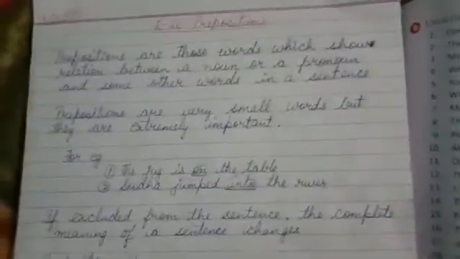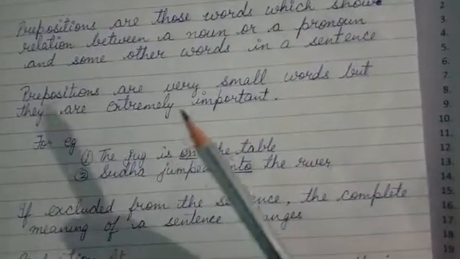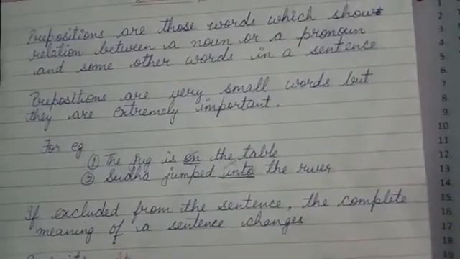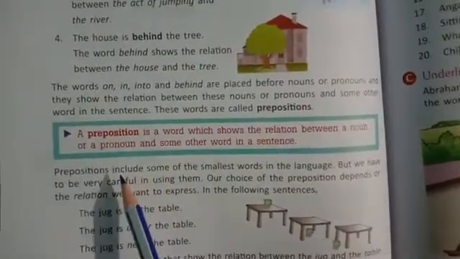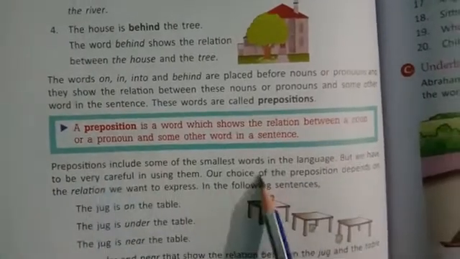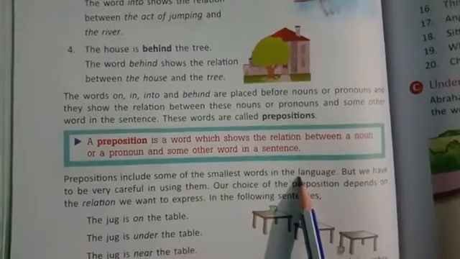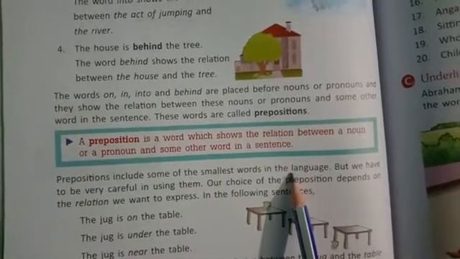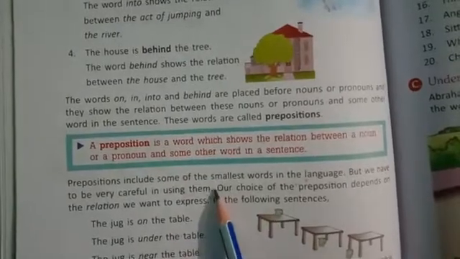Now as you know, prepositions are those words which show the relation between a noun or a pronoun and some other words in a sentence. Now we have written the definition. I hope you have understood. Prepositions include some of the smallest words in the language. They are very, very small words, but very, very important. We have to be very careful in using them.